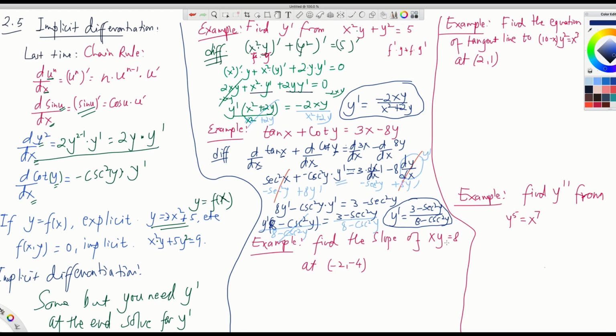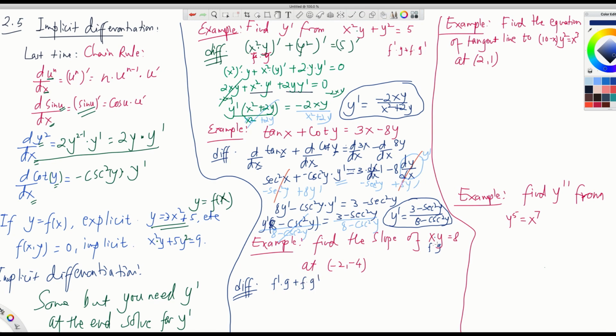Find the slope of xy equals 8. Look at this. This is also product form, right? You need to use the product formula. So it is like f times g, or u times v, whatever you want. So what is the formula of the product? Let's write down differentiating, or finding the derivative.